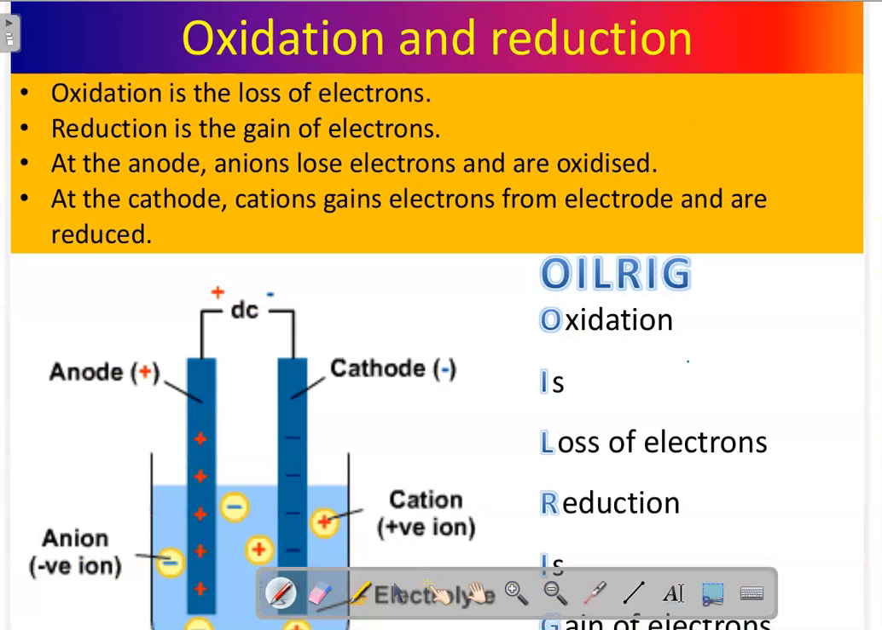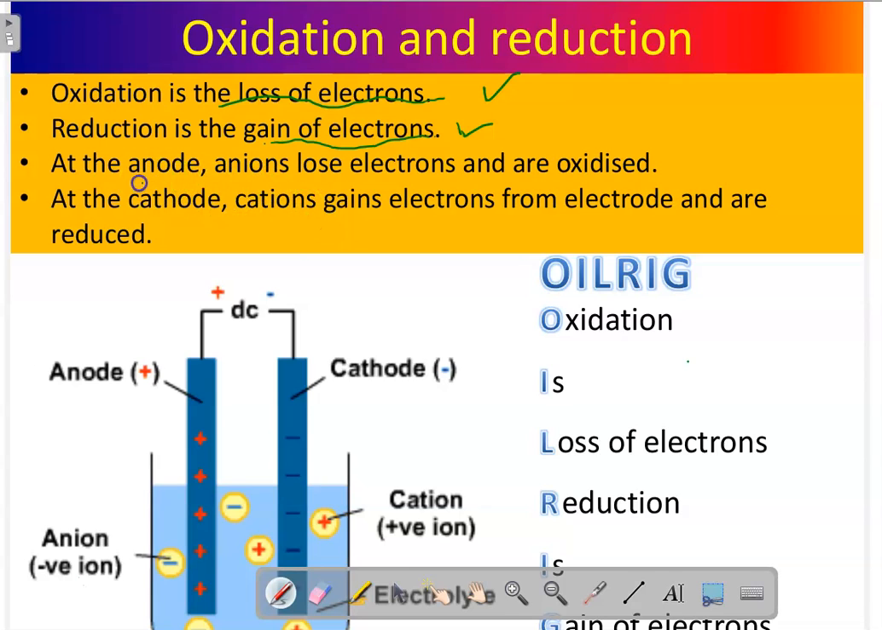Let's go on. Now, let's look at oxidation and reduction as the last part of our learning objective for this video. What is oxidation and what is reduction, and what happens at the various electrodes, which electrode undergoes oxidation and which one undergoes reduction. Okay, now in terms of electrons, oxidation is loss of electrons and reduction is what? Gain of electrons. Oxidation is loss of electrons and reduction is gain of electrons.